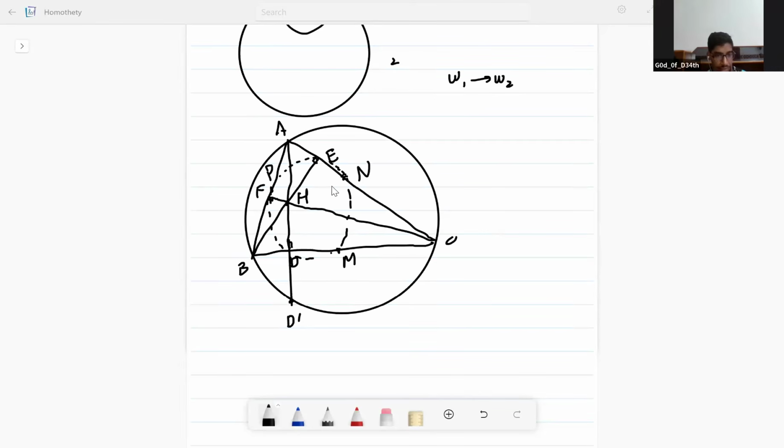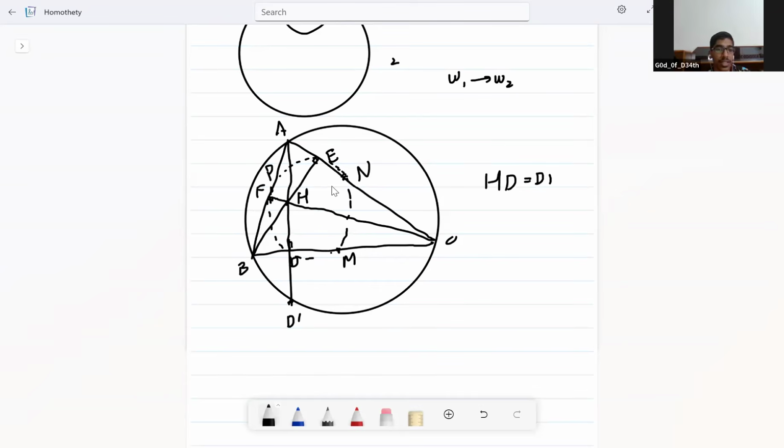Which points are you referring to? I'm referring to the feet right now. We need to prove that D dash lies on the circumcircle of ABC. For now, just take D dash to be the intersection, and then we have to prove HD equals HD dash.